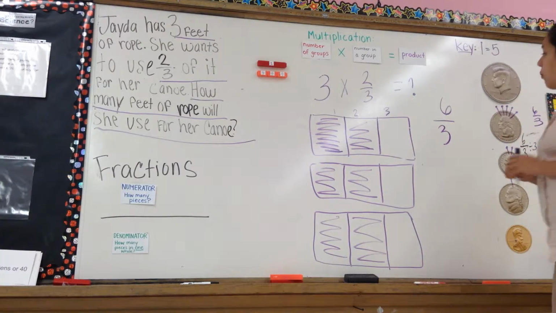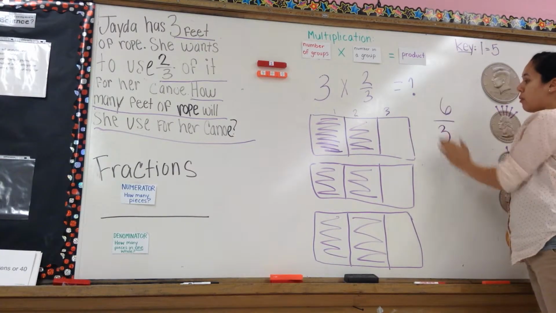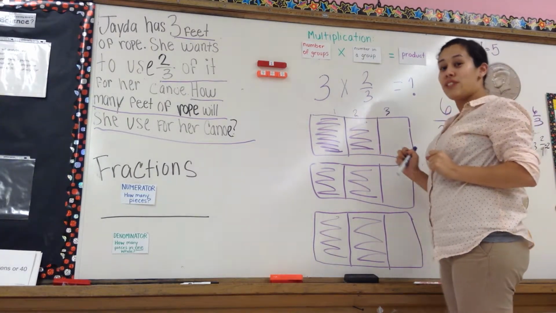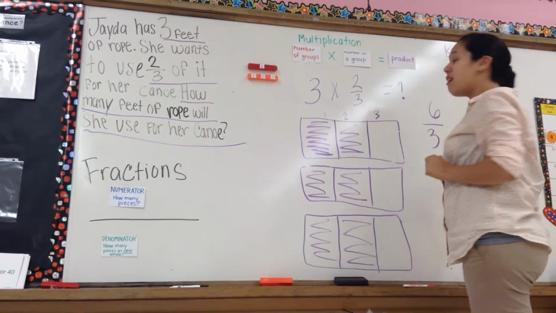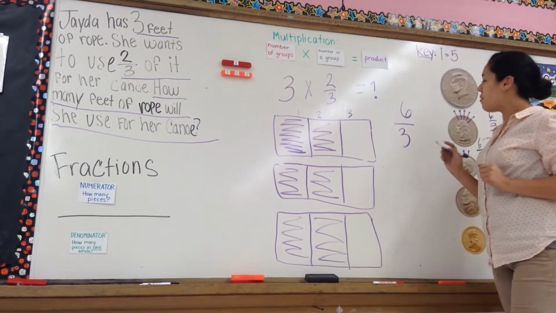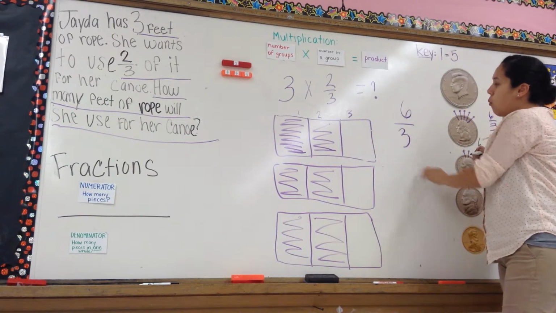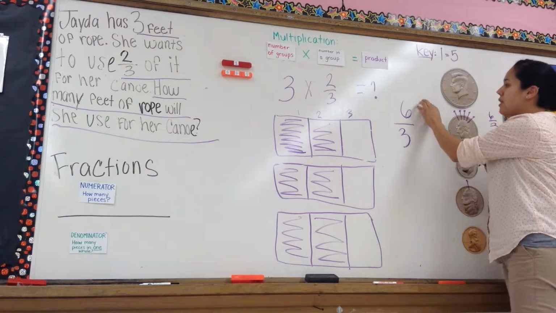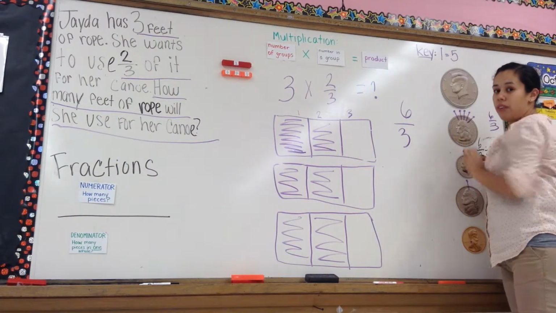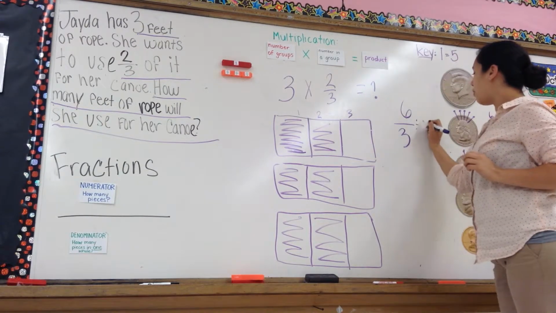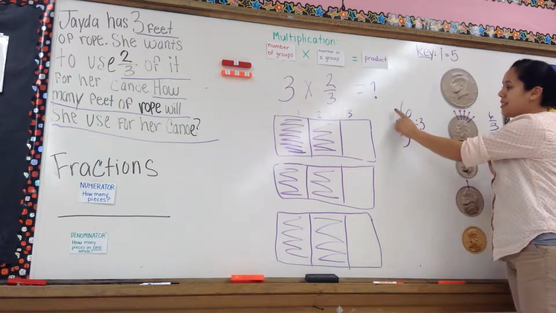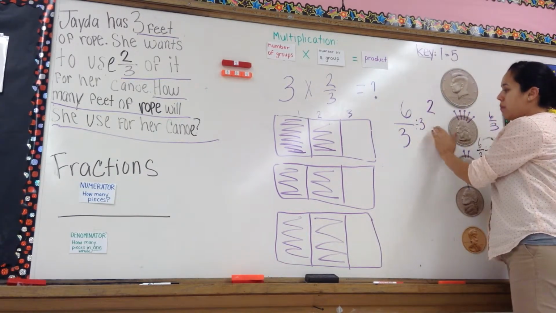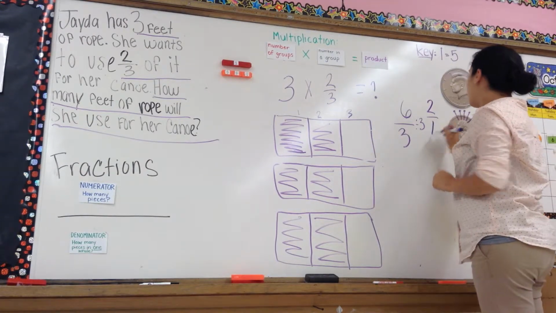So now that we know how many, now that we found our product, Miss C is going to show you how to be prepared for 6th grade. So Miss C is going to show you how to simplify this fraction. So by looking at the numbers, what number can we divide both of these numbers by? What number can we divide our numerator and our denominator? Okay, we can divide by 3. So what's 6 divided by 3? 2. What's 3 divided by 3? It's 1.